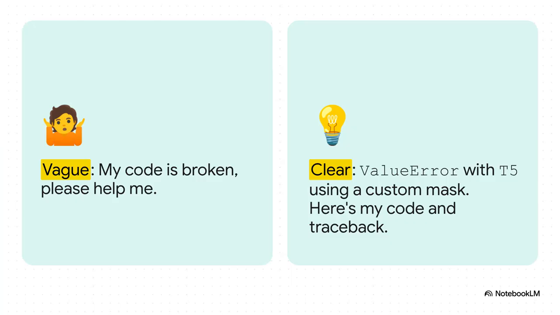And this right here says it all. Look at the one on the left. "My code is broken, please help." I mean, what can anyone do with that? It's a dead end. But now look at the one on the right. Now that is something we can work with. It tells us the specific error, the model involved, the context, and it promises to show the code. See the difference? It shows you respect the time of the people you're asking for help.